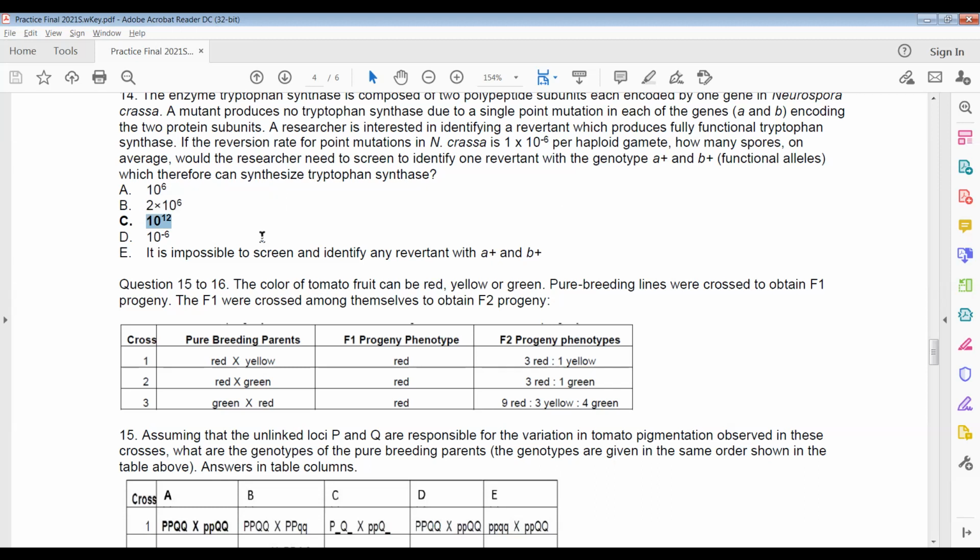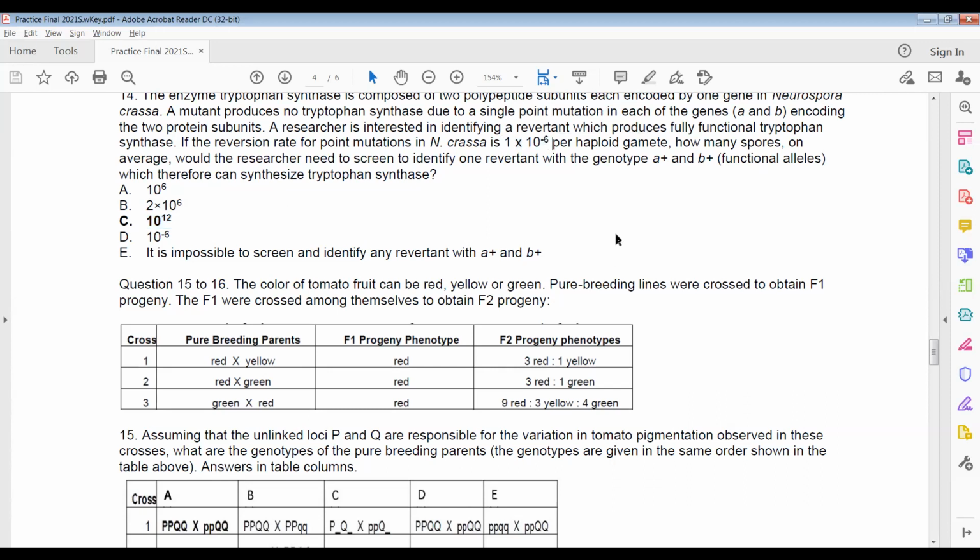So what you're saying is that all we have to do is 1 over 1 times 10 to the negative 6? That's right. Yes. On my calculator, it's saying 1 million. 1 million, you mean? Yes.